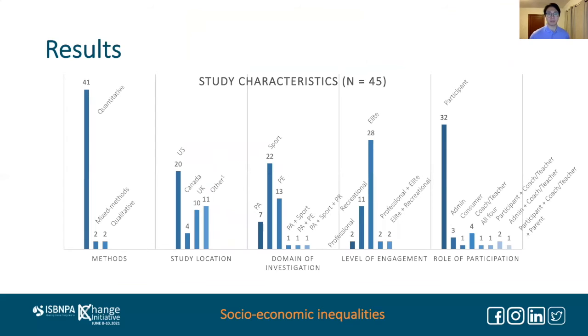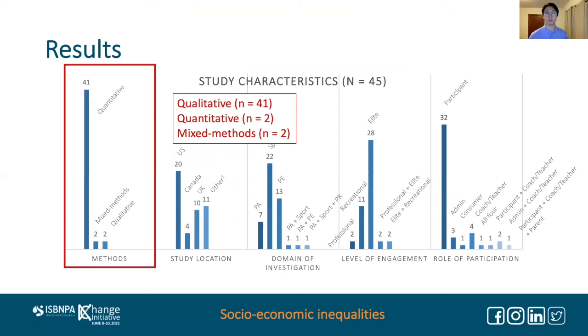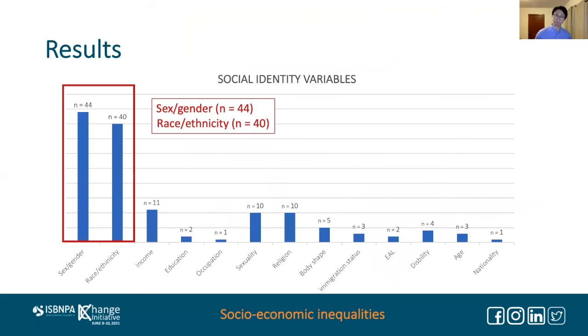Among the 45 articles, 41 were qualitative articles, 2 articles were quantitative, and 2 articles used mixed methods. Sex, gender, and race ethnicity were the most common social identity variables observed in the included articles. This makes sense because intersectionality is rooted in Black feminist studies.